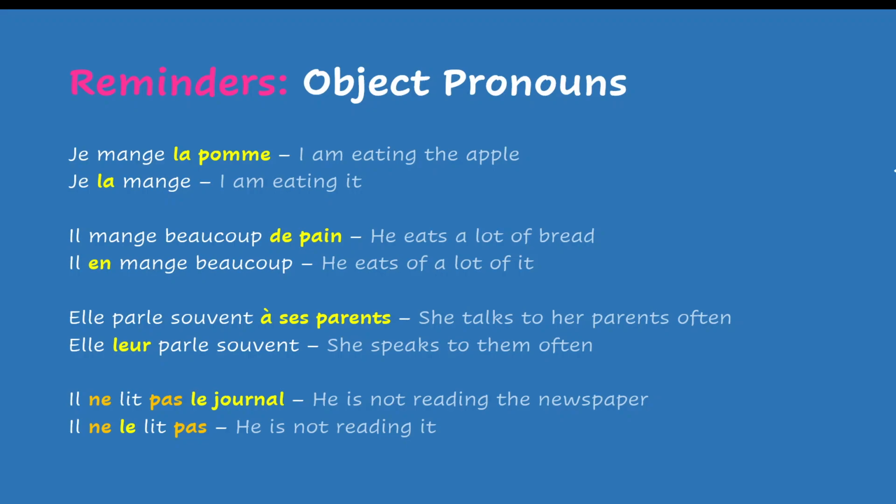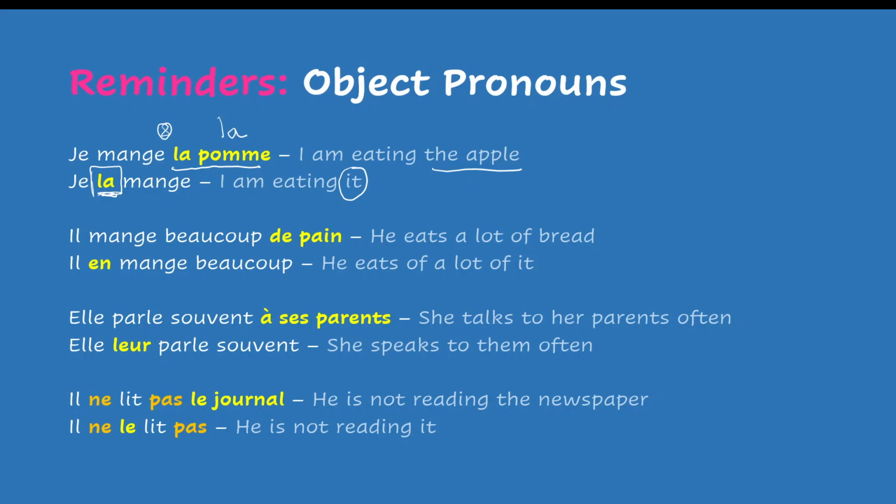So in the first sentence, je mange la pomme. I am eating the apple. To replace the noun and the article la pomme, we are going to use a feminine direct pronoun, la. Je la mange. I am eating it. So it is a direct pronoun because there is no preposition à between the verb mange and la pomme. So we are going to use a direct object pronoun. Notice here that you place the pronoun immediately in front of the verb.